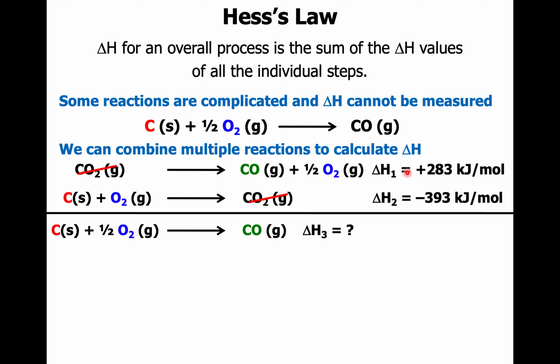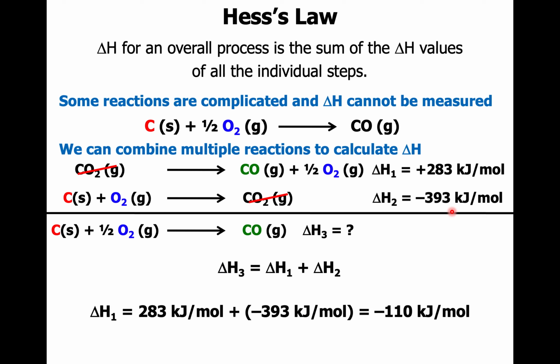Now what we can do is simply combine delta H1 with delta H2 here, and we figure out for this process, carbon combining with half of an O2 molecule to give us carbon monoxide, we'll have an output of energy of minus 110 kilojoules per mole.